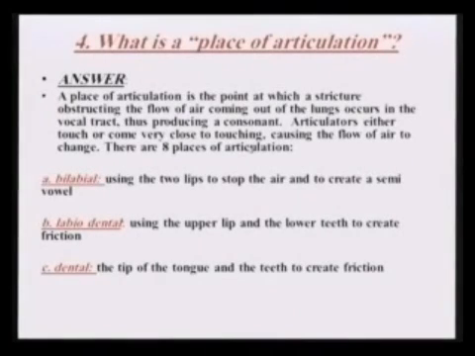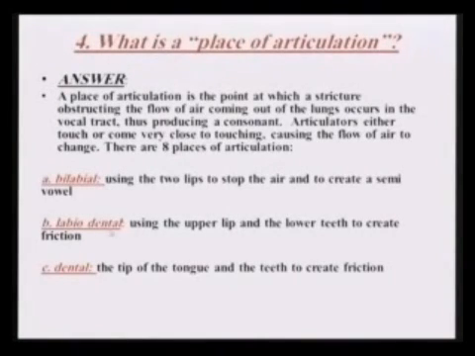Right away like that. The difference between the vowel and the consonant is in this stricture. Articulators either touch or come very close to touching, causing the flow of air to change. There are 8 places of articulation. 8 places where this stricture, the interruption, happens.